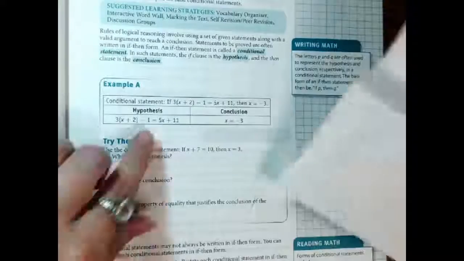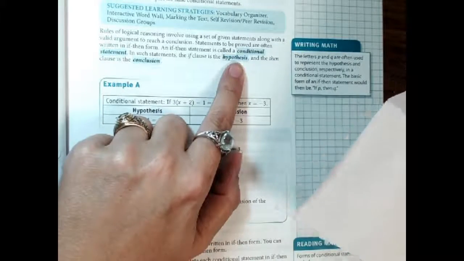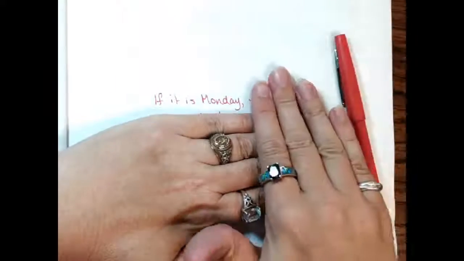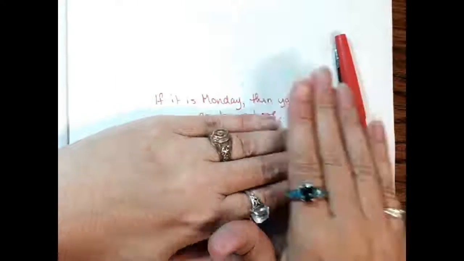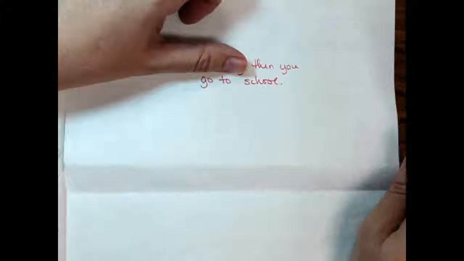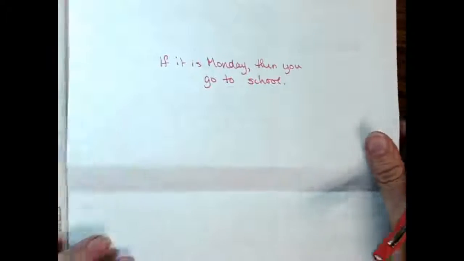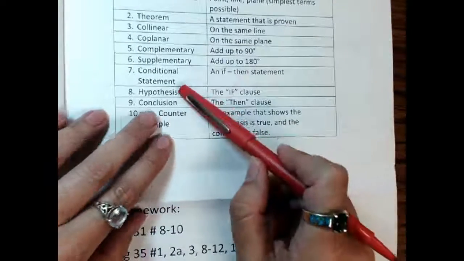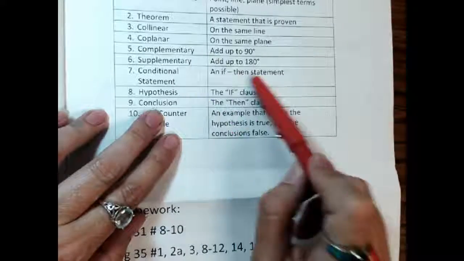Then it tells us here that the hypothesis, that's the if clause. That's the first part. So this is the hypothesis right here, if it is Monday. And then the conclusion is the then part, so that's then you go to school. So those are the other definitions that we wrote down here: hypothesis, conclusion, and conditional statement, and the if-then statement.